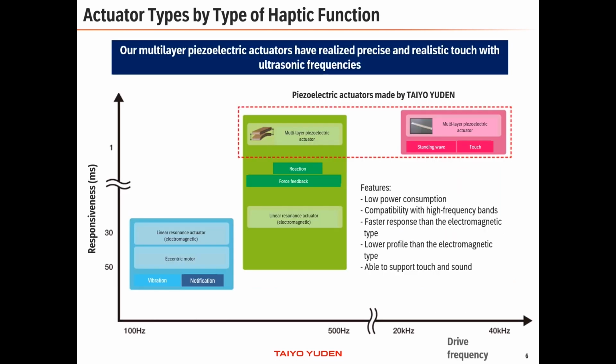This graph illustrates the responsiveness to the driving frequency by actuator type. The horizontal axis shows the drive frequency, and the vertical axis shows the responsiveness. Various types of actuators are used for haptic functions. For notification type haptic functions, eccentric motors and electromagnetic actuators such as linear resonance actuators are used. Force feedback type haptic function uses electromagnetic actuators and piezoelectric actuators. For touch type haptic functions, piezoelectric actuators are needed because they support a wide range of driving frequency and offer a quick response.